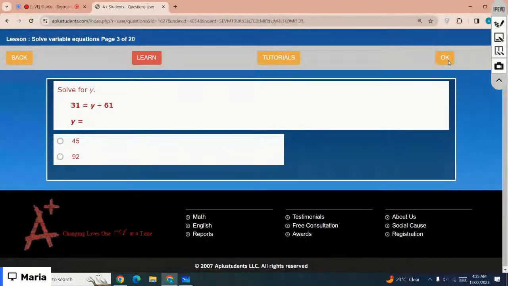Okay, solve for y. 31 equals y minus 61. So, which is the correct option?